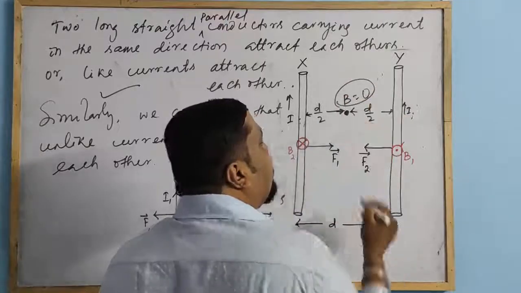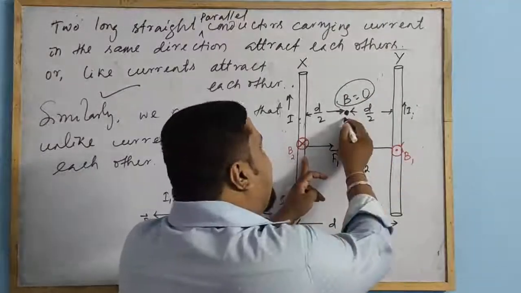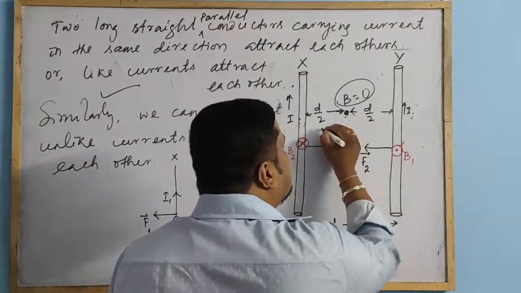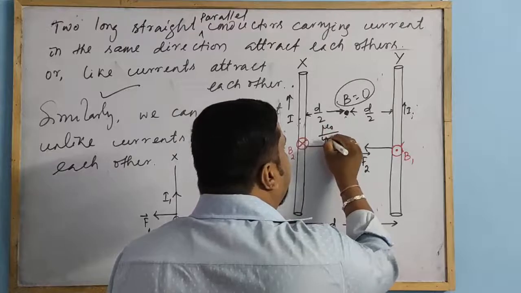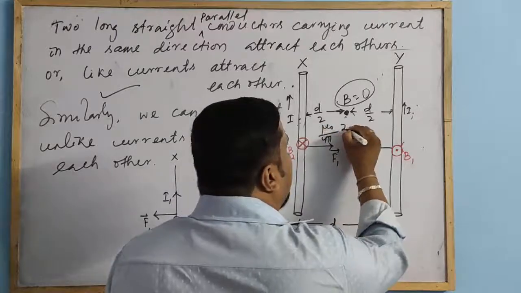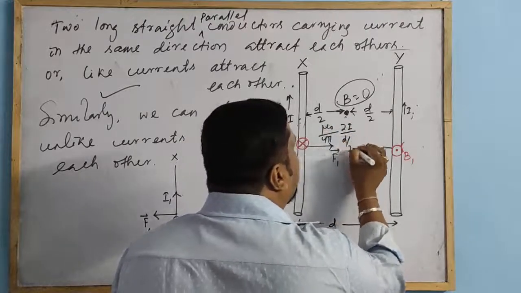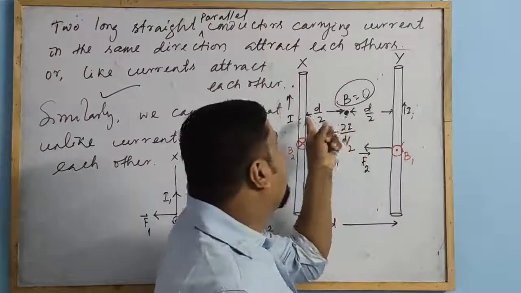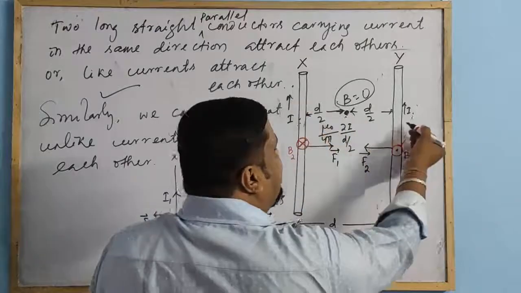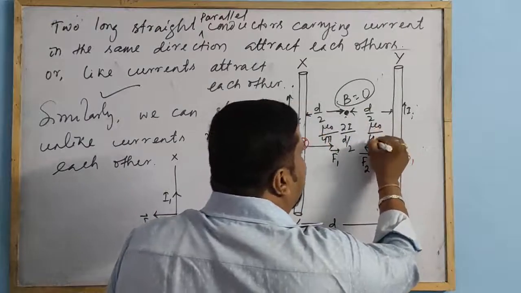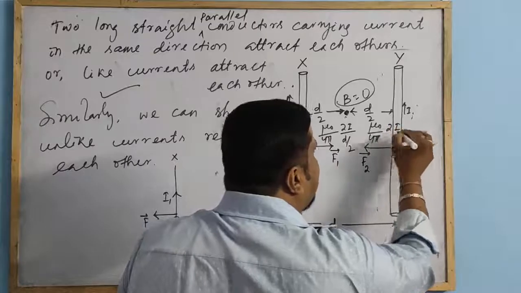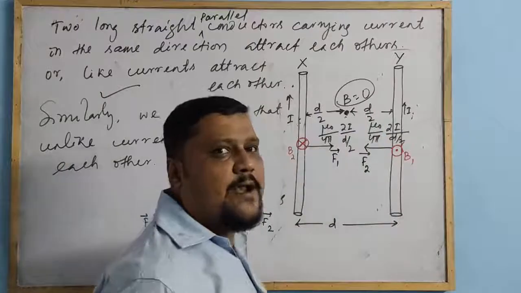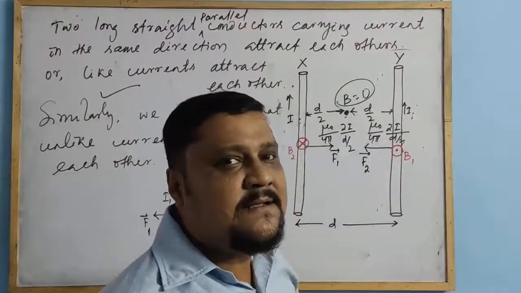It is 0. Because at this point, d by 2, what is the magnetic field? For this one, the magnetic field is mu naught by 4 pi, 2I by d by 2 at this distance. Here it is perpendicular inward for this one. If the current is along this direction, for this, mu naught by 4 pi, same current, 2I by d by 2, it is perpendicular outward, equal and opposite. The net magnetic field is 0.